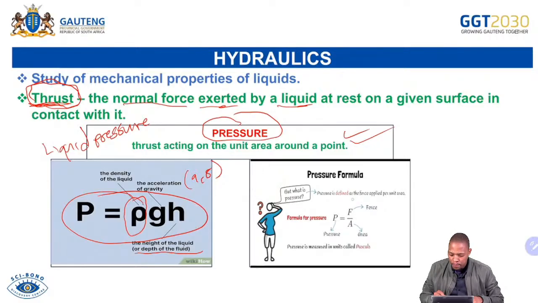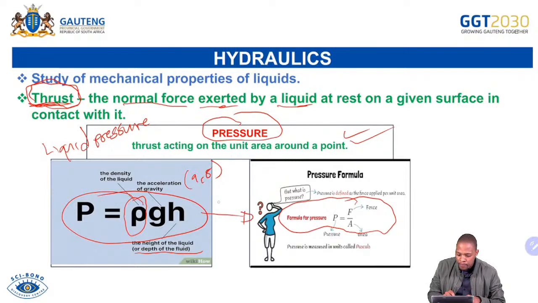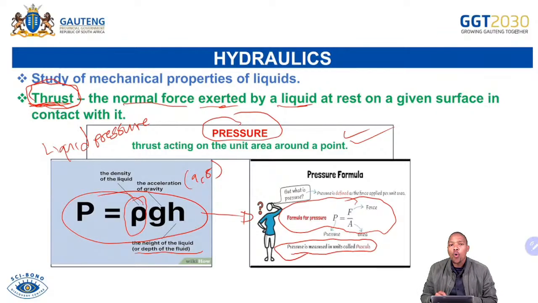But there's also just pressure, which is force over the area. All pressure is actually force over the area. Even this comes from here, but this has just been simplified more. So this one is specifically for liquids, but this one is pressure in general. Pressure in general is force over the area. And the unit for pressure is pascals, as is shown here. The SI unit is pascals or Newtons per square meter, as we've spoken about.